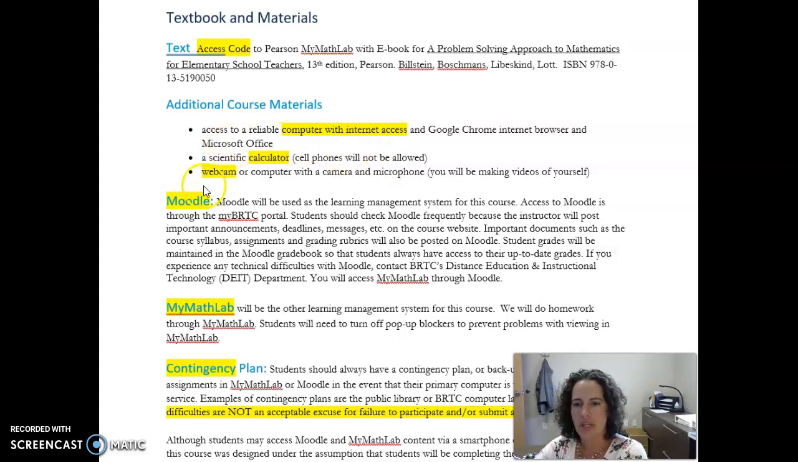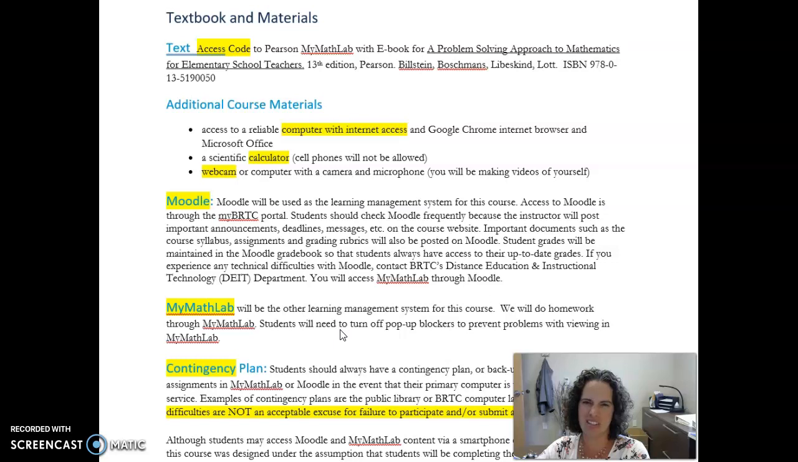We will use 2 learning management systems. Okay, we're going to use Moodle, but we will also use Mymathlab. So Moodle is where you access through that MyBRTC portal stuff. We will be doing some of our assignments in Moodle, and then we're also going to be doing some of our assignments in Mymathlab. So Mymathlab is where we save the heavier math stuff.